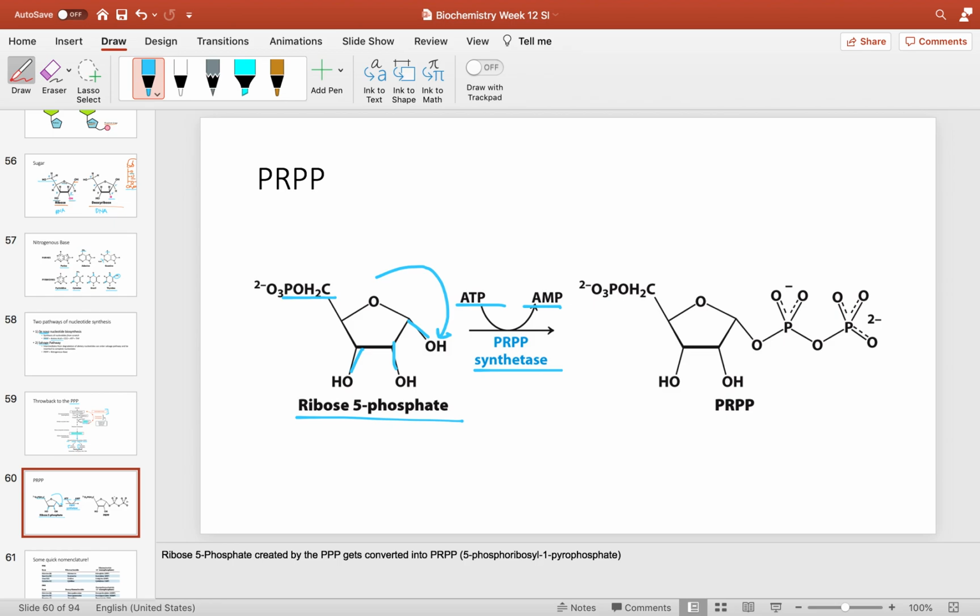So we see here the pyrophosphate gets added on to the oxygen on the anomeric carbon. So we form 5 phospho, so this is the 5th carbon over here, so 5 phosphoribosyl, this is the ribose sugar, and on this first carbon we have a pyrophosphate, so this is 1 pyrophosphate. So PRPP, 5 phosphoribosyl 1 pyrophosphate. Hopefully that makes the name a bit easier to understand now.